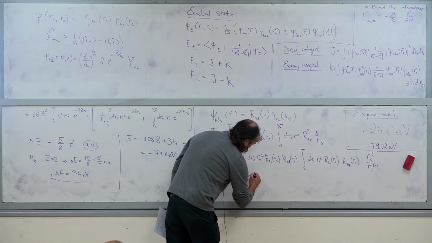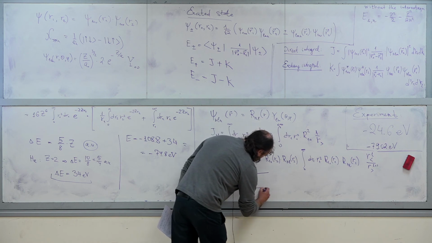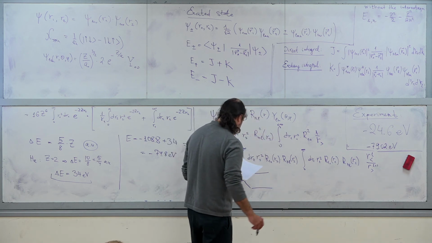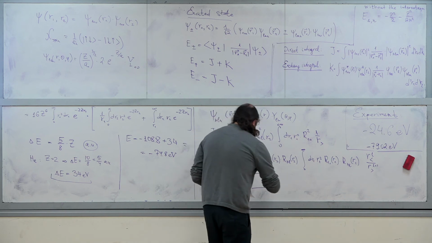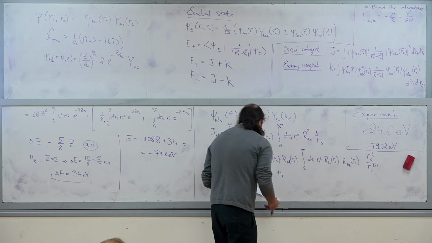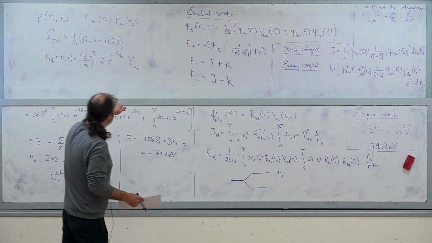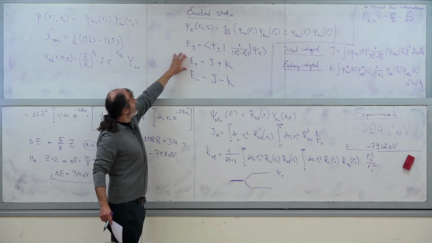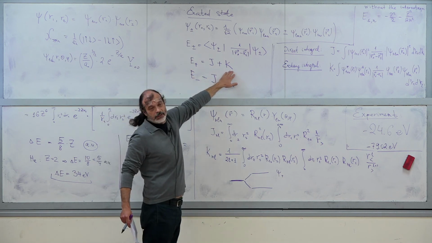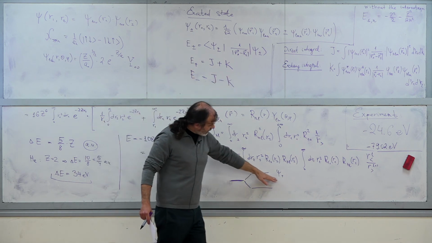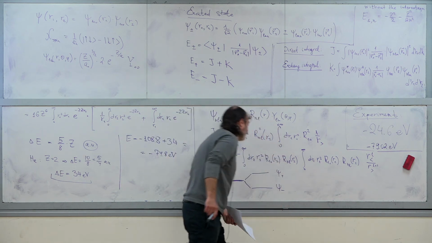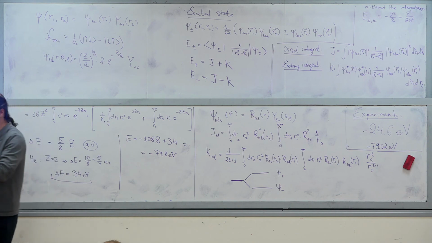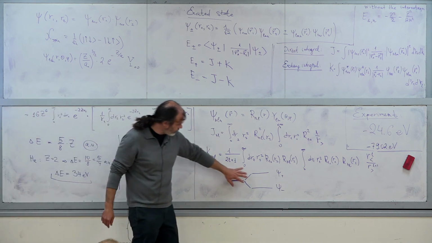So it splits into one energy level and a second energy level. One corresponds to psi plus, which has higher energy according to what we know here. So it's E plus, the direct integral plus the exchange integral. It gives us psi plus, and this gives us psi minus. So there are two possibilities now. The excited energy level is split into two energy levels.